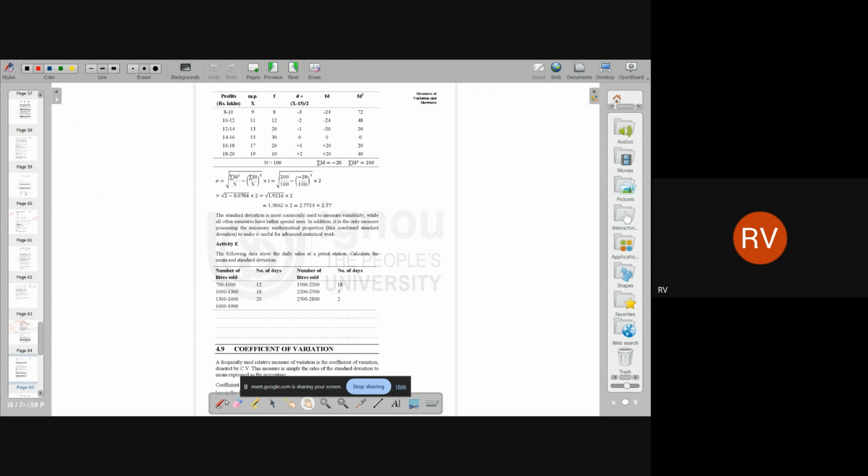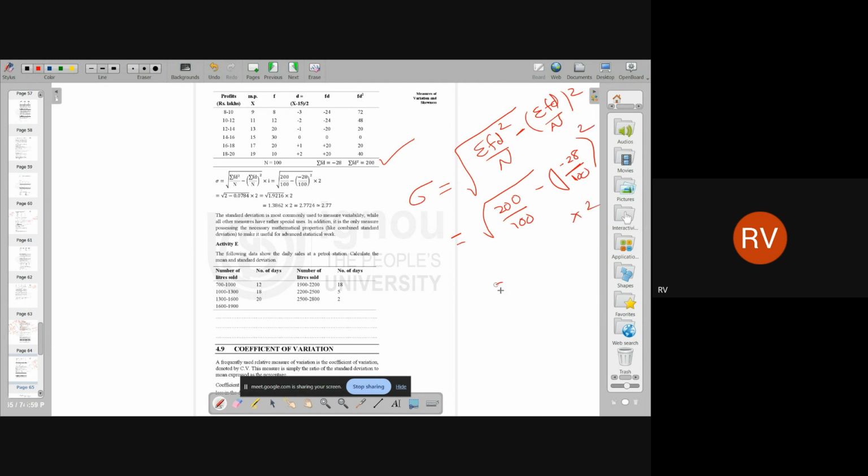Sigma FD squared is 200. Then sigma calculation is very easy by using this formula. Square root of sigma FD squared by N minus sigma FD by N the whole square. That is equal to square root of 200 by 100 minus sigma FD, which is minus 28, by 100 the whole square, into 2. That is equal to 2.77. 2.77 is the standard deviation.